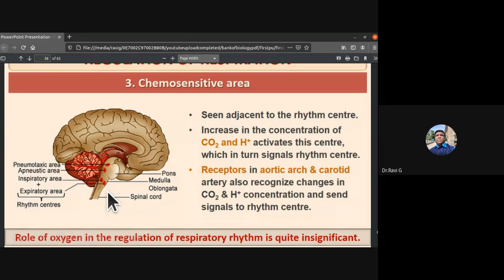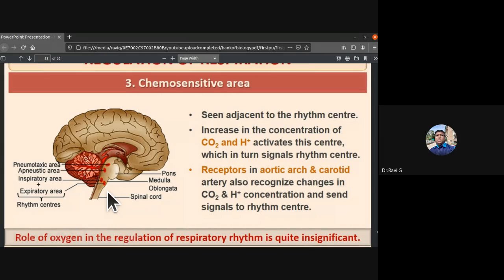in respiratory rhythm. The respiratory rhythm center is also moderated by the pneumotaxic center, as well as the chemosensitive area which is adjacent to the rhythm center. So whenever there is an increase in the concentration of carbon dioxide and hydrogen ion, it activates the chemosensitive center, which in turn sends signals to the rhythm center.